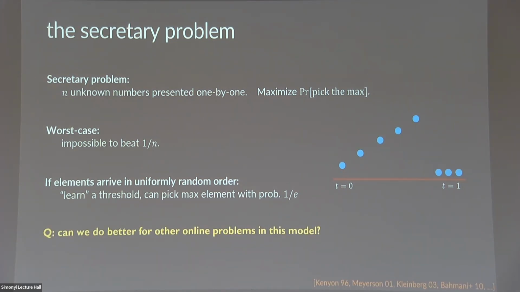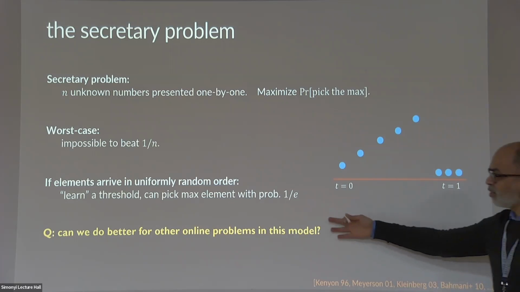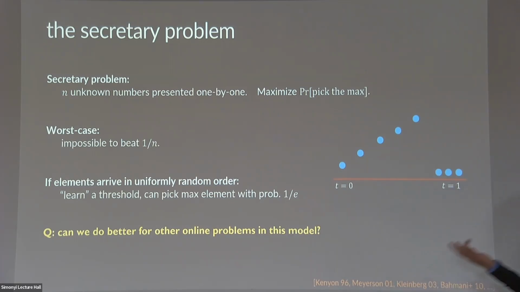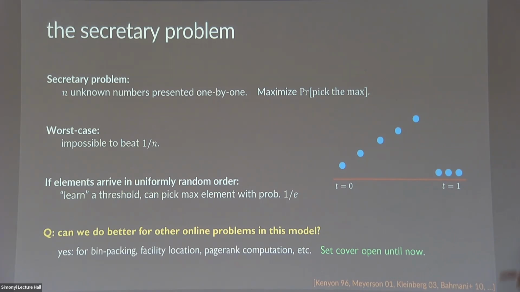And so people had been asking, can we do better for other online problems in this model? Since the 90s, people looked at this. For many problems, we knew how to do better in random order. But for set cover, somehow we were failing.